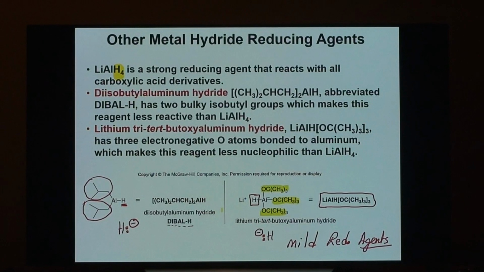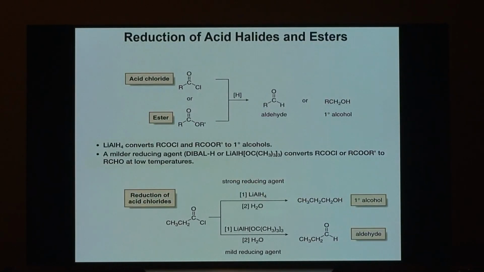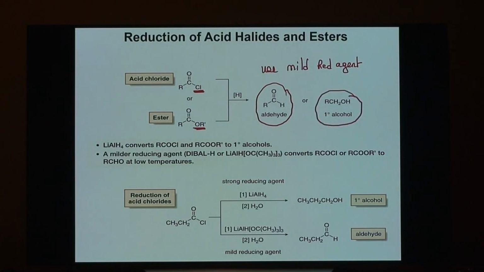I'll show you some examples, okay? So the mild reducing agent, we normally use whenever we are reducing acid chlorides and esters. If we want an aldehyde to be our product, then we have to use a mild reducing agent. If we want to form a primary alcohol, then we use the strong reducing agent, like lithium aluminum hydride.